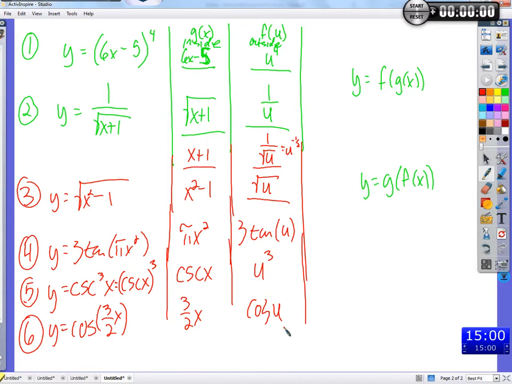So that's an important ability to have. If you're not able to pick these apart and say, here's the outside function, and here's the inside function, and identify them as distinct functions, you're going to have trouble, because that's just the beginning.